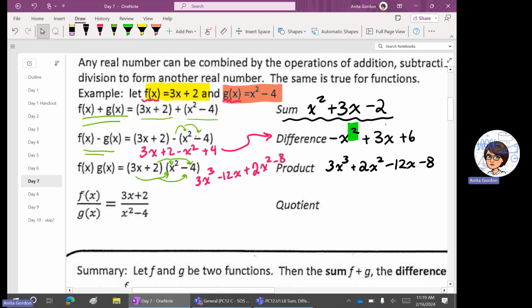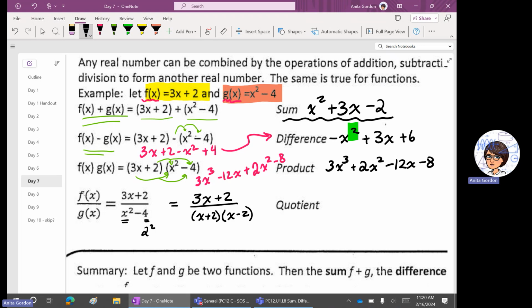And lastly, if we divide, we should always check to see if there's anything we can do to factor either the top or the bottom, and to simplify it if possible. The top is already factored, 3x plus 2. There's nothing else I can do. The bottom, though, I have an x squared minus a 4, which is actually a 2 squared, right? So I have a difference of squares in the denominator. So I could write this as 3x plus 2 over x plus 2 times x minus 2, if we remember our rules for factoring difference of squares.